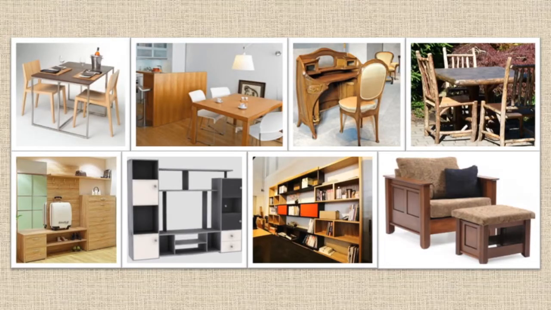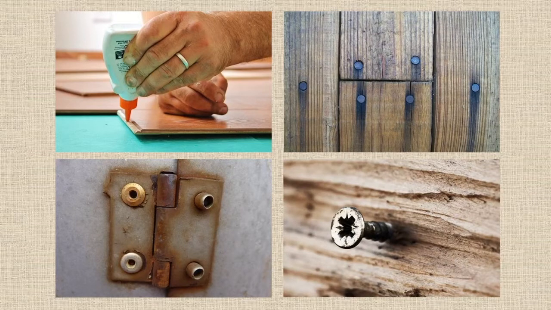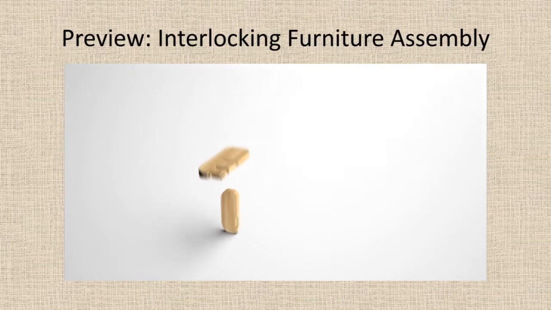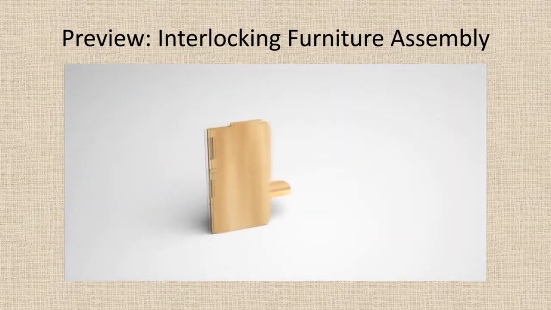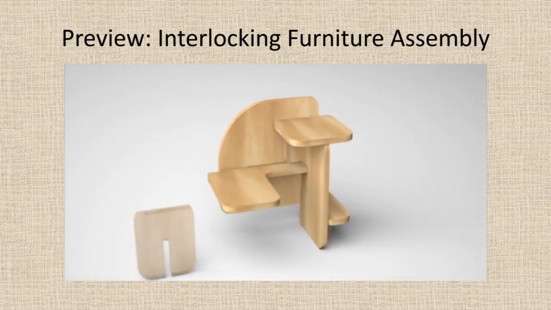Furniture typically consists of elongated and planar parts that are connected together by glue, nails, hinges, screws, or other means that discourage disassembly and reassembly. An alternative approach is to use an interlocking mechanism where the furniture components tightly lock with one another by a carefully planned network of joints.